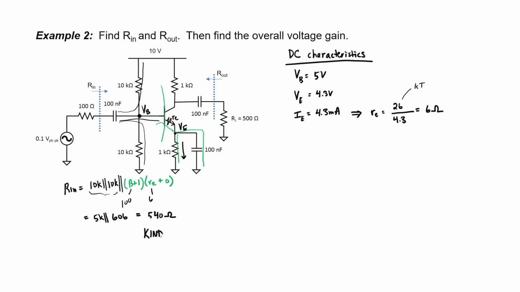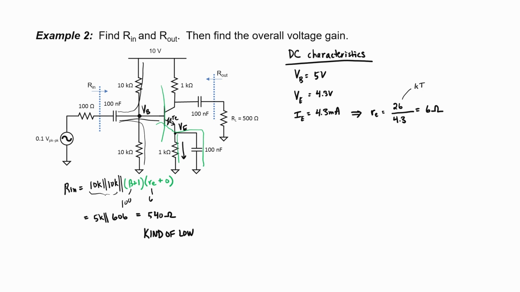That's a kind of low input impedance, so you can see what's happened here is that by bypassing the emitter resistor with that 100 nanofarad capacitor, we've effectively loaded down our base. We've made the input impedance worse. If we look at this circuit and we estimate the input impedance as being 5 kilo ohms, by looking at these 2 resistors here at the input side, we're going to get a bad estimate.